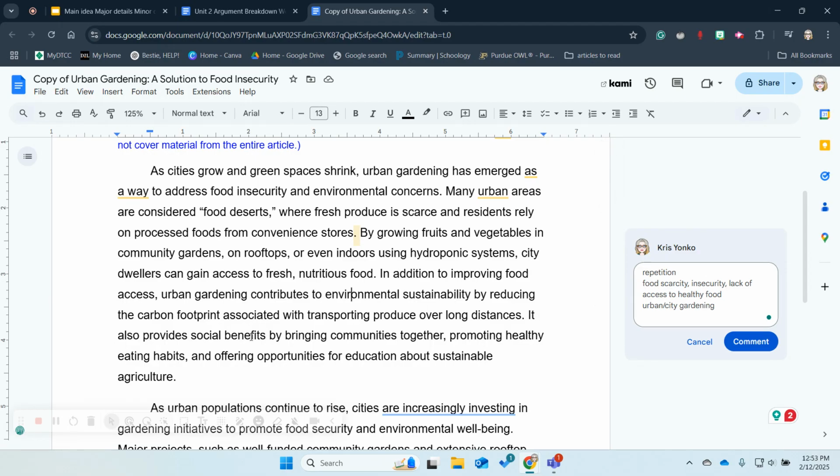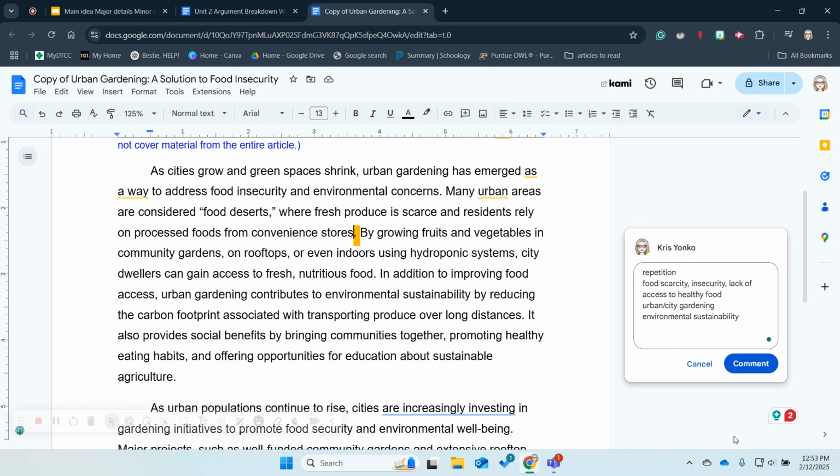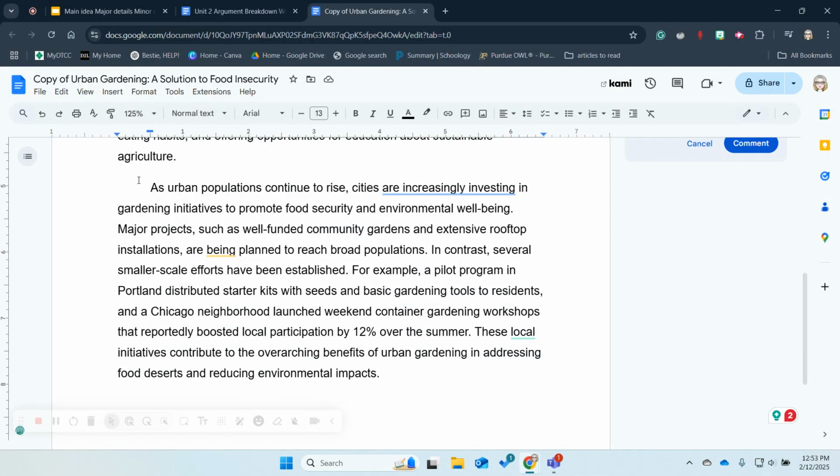It also provides social benefits by bringing communities together, promoting healthy eating habits, and offering opportunities for education about sustainable agriculture. So see that idea of sustainability and sustainable coming up. So another thing that's repeated a lot, environmental sustainability. All right. So again, I'm noting what's being repeated and just kind of jotting that down in my annotations.